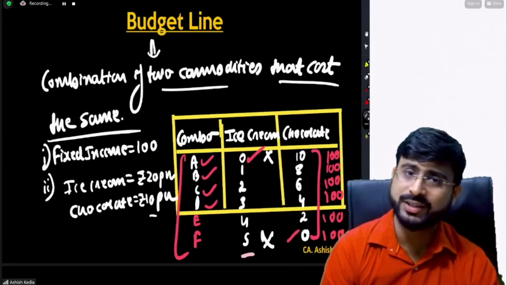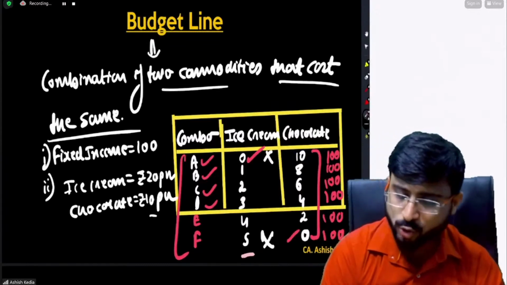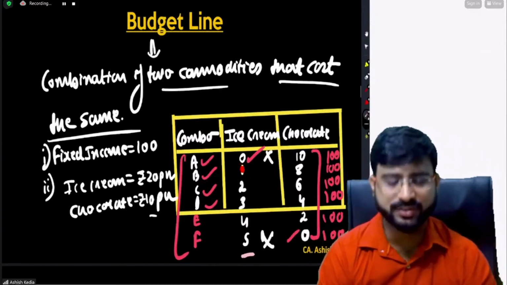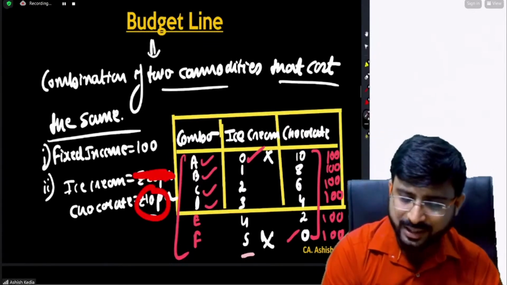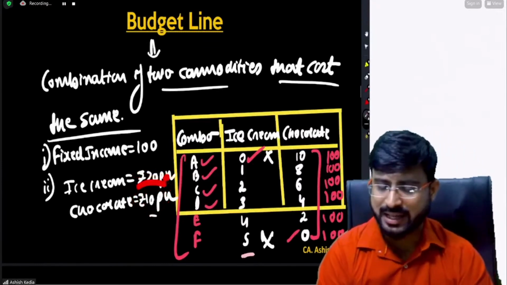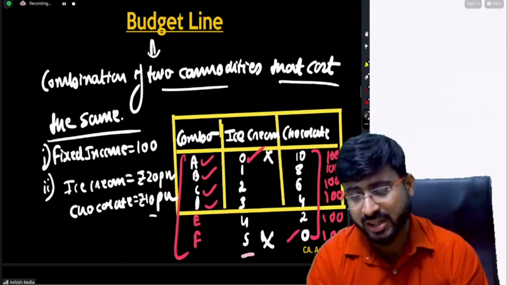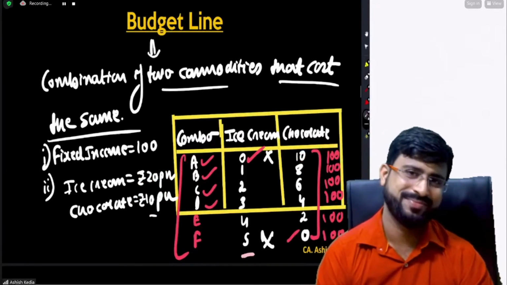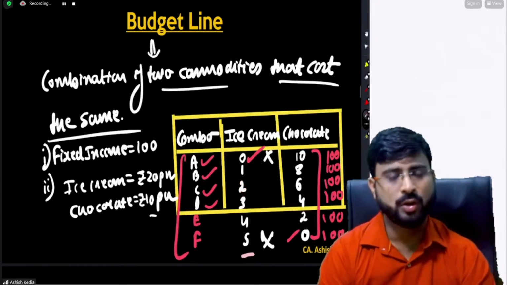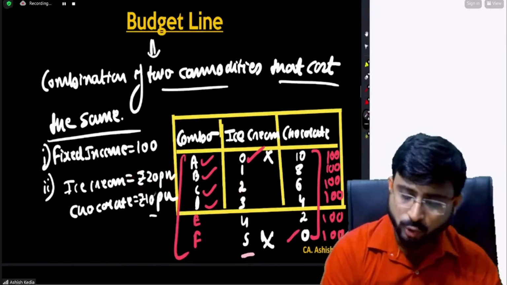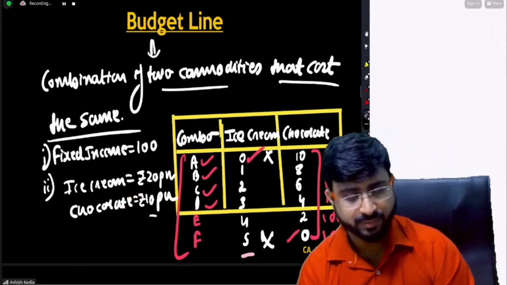Or, now friends, suppose combination B. The person can have one ice cream. In that scenario, 20 rupees gone. So from the remaining 80 rupees, the person can have 80 by 10, that is 8 chocolates. See, in all these places, the kharcha, the cost is the same. Similarly, suppose the person has 2 ice cream. So 40 rupees gone. For 60 rupees, they can have 6 chocolates.